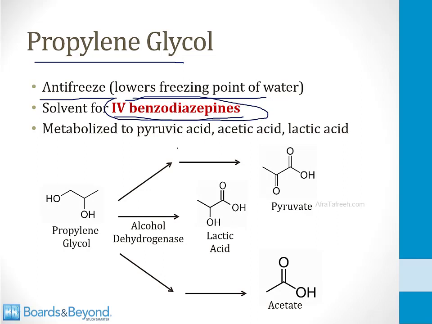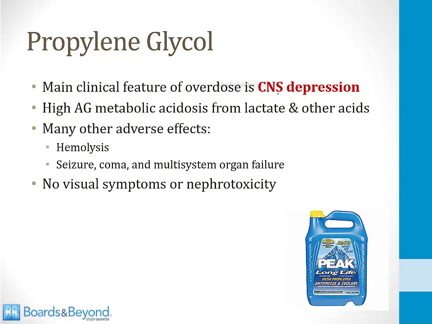The reason this causes an anion gap metabolic acidosis is because it's metabolized to pyruvic acid, acetic acid, and lactic acid. I've shown all their structures on the screen here. All of these are acids which will cause an acidosis and increase the anion gap. The main clinical feature of propylene glycol poisoning is CNS depression and coma.